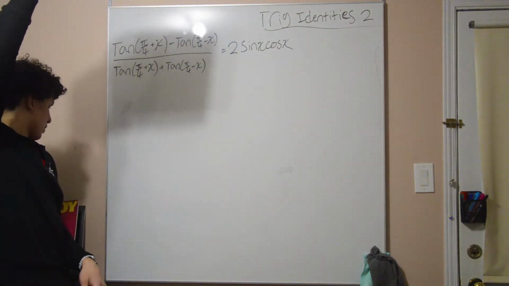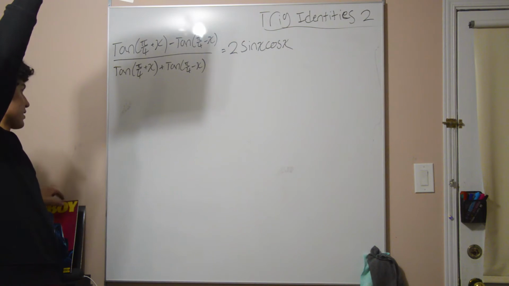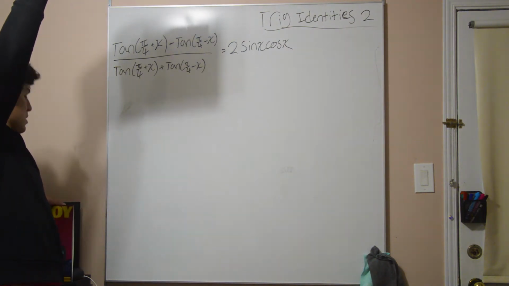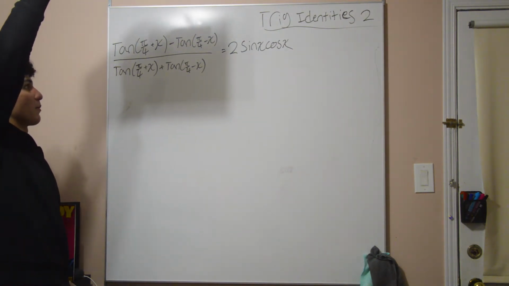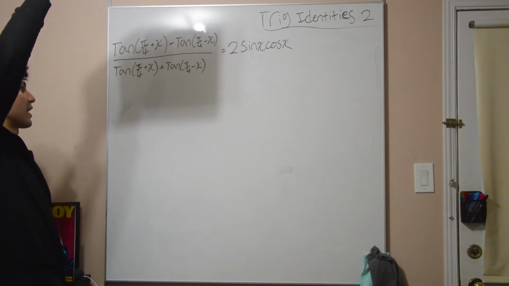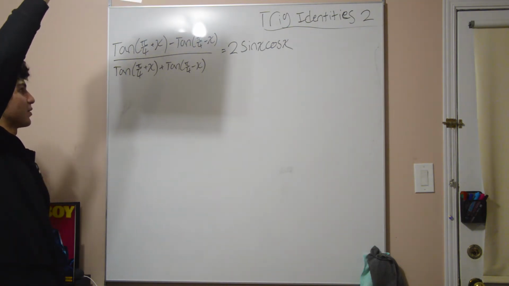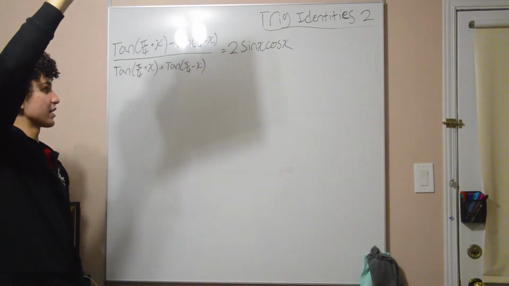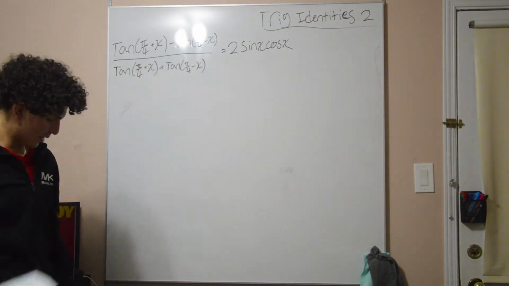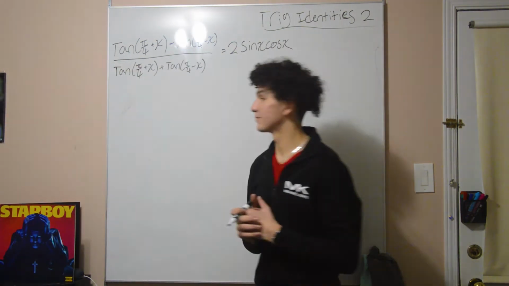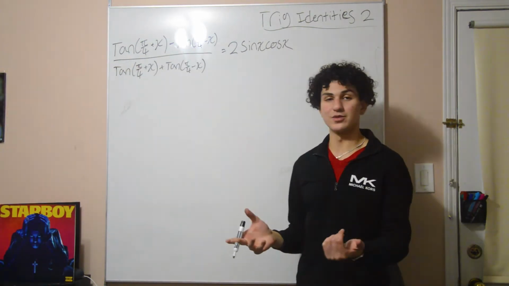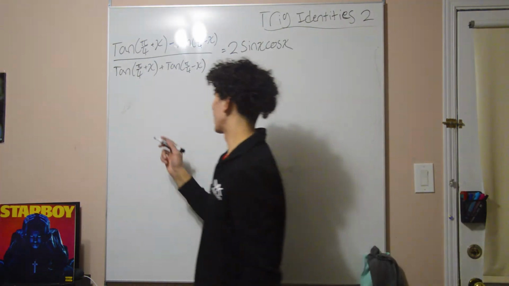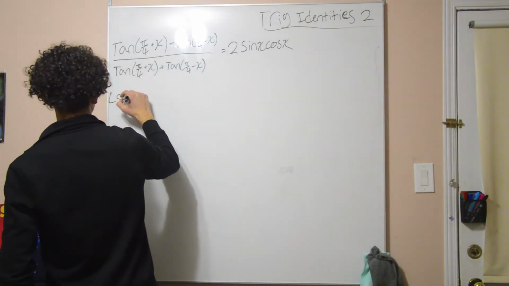So it's tan of pi over 4 plus x minus tan of pi over 4 minus x, divided by tan of pi over 4 plus x plus tan of pi over 4 minus x. All that equals 2 sine x cos x. So let's break it down, shall we? Let's take a look at our left side.